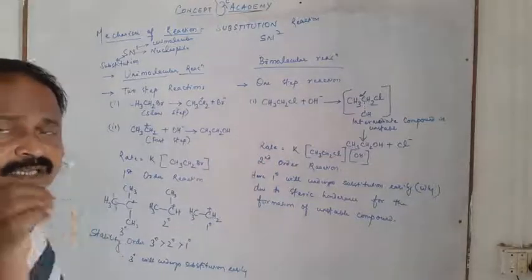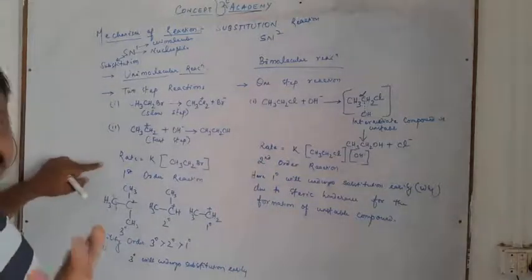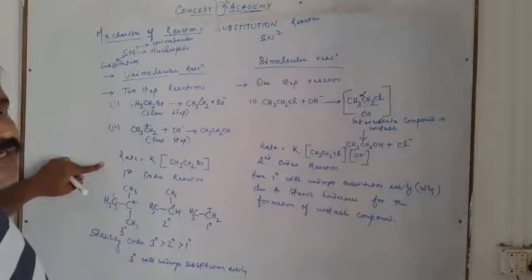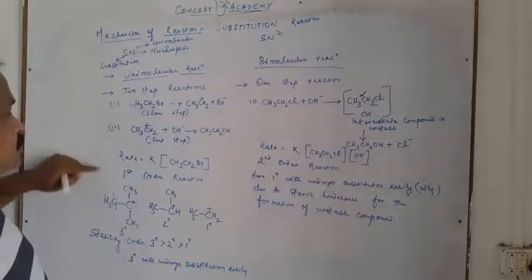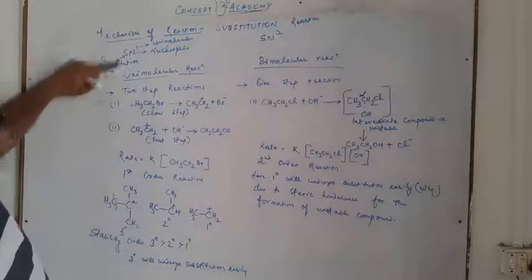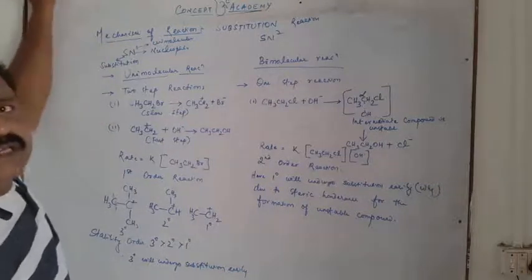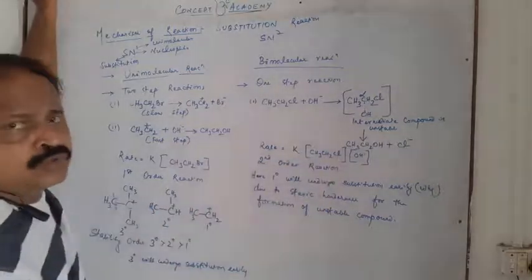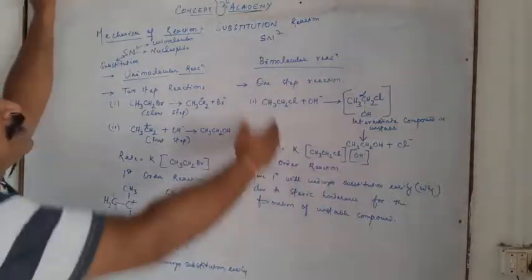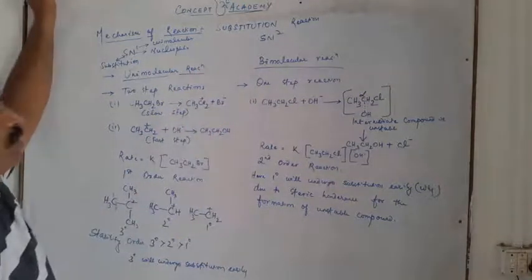So this is one of the reasons, I am saying one of the reasons, because one is unimolecular and the second one is bimolecular. This is a first order reaction, so this name is given, SN1 mechanism, whereas here the order is 2, so this is a second order reaction, so it is given the name bimolecular.